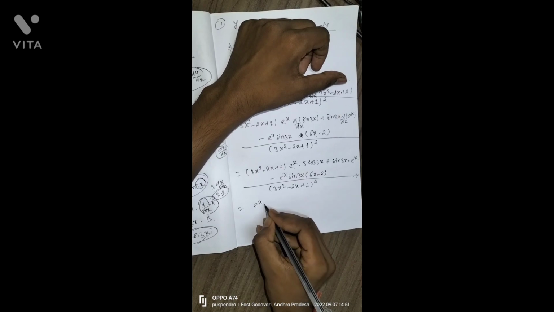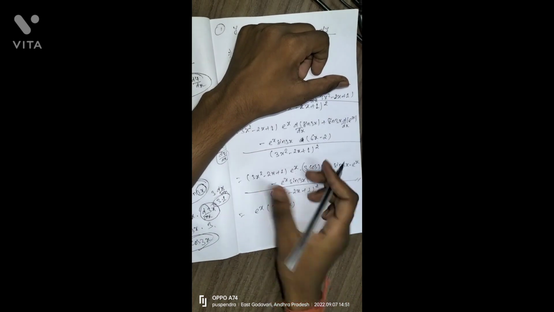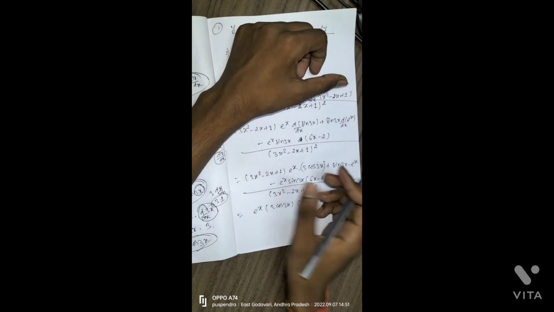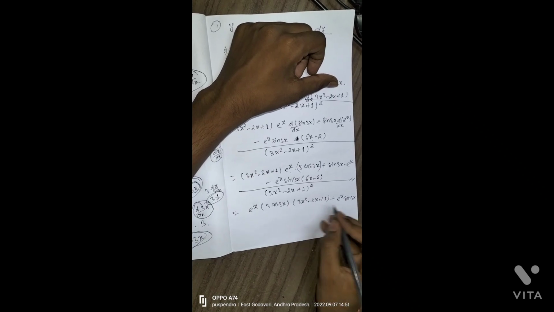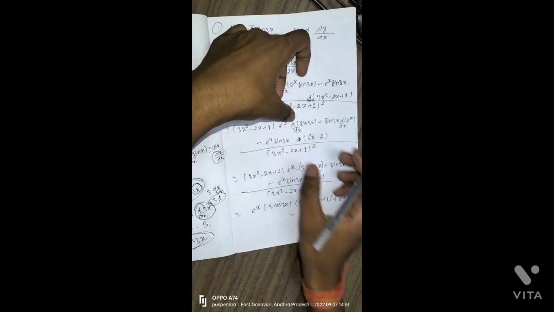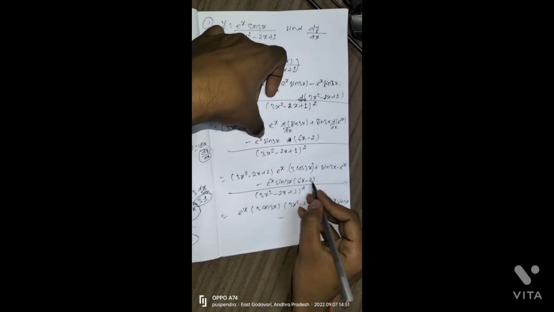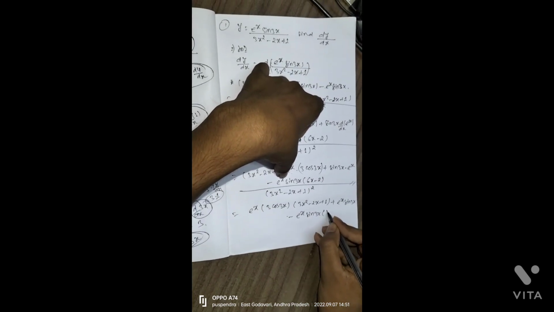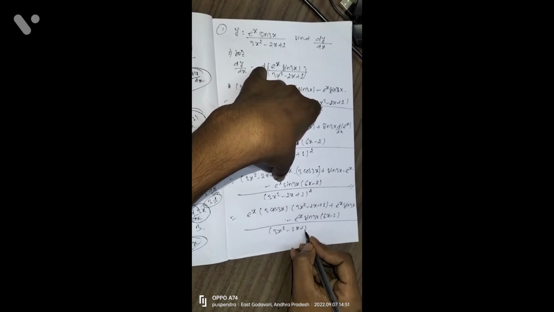I will write e to the power x, keep this in bracket, 3 cos 3x. This is in multiplication, all 3x square minus 2x plus 1, right? I kept this, plus e to the power x sin 3x, minus this term I'll keep here: e to the power x sin 3x times 6x minus 2 upon 3x square minus 2x plus 1 whole square.